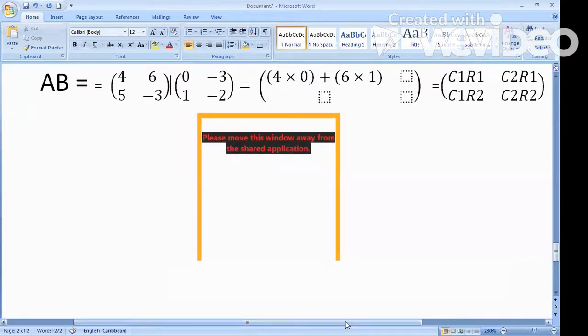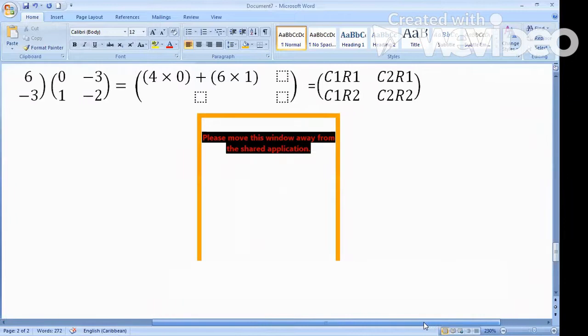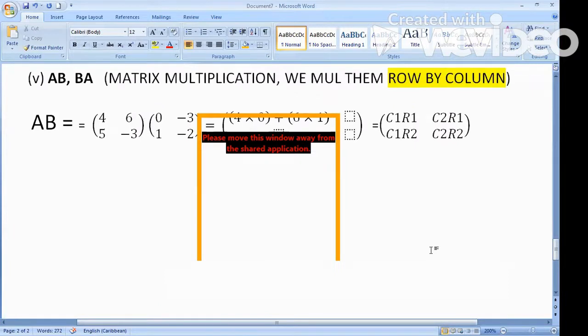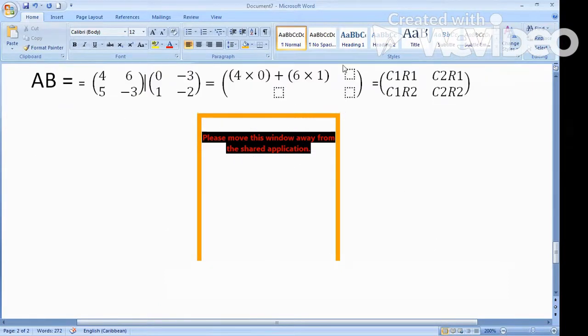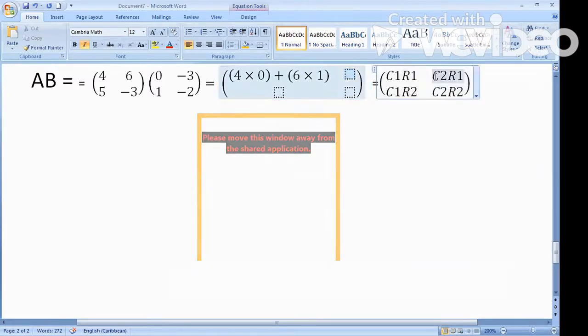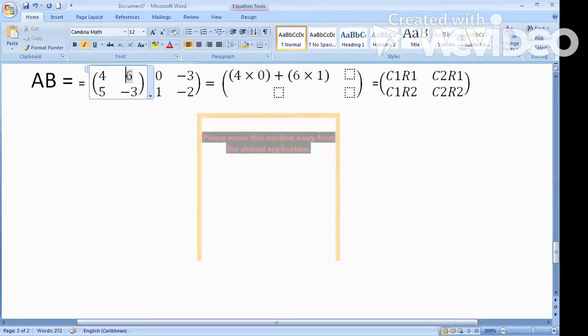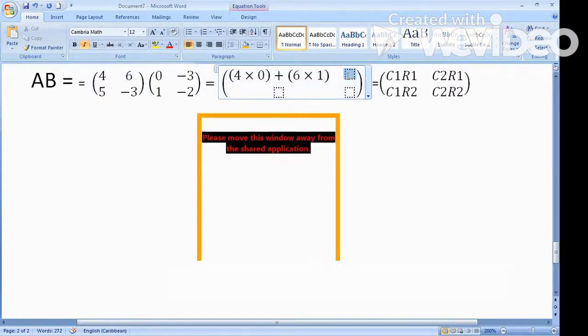Okay. All right. We good? Any questions? To get this number over here, we're going to use the same row, 4, 6, but we're not going to use the first column. Which column are we going to use? The second column. Who wants to tell me what I should write?